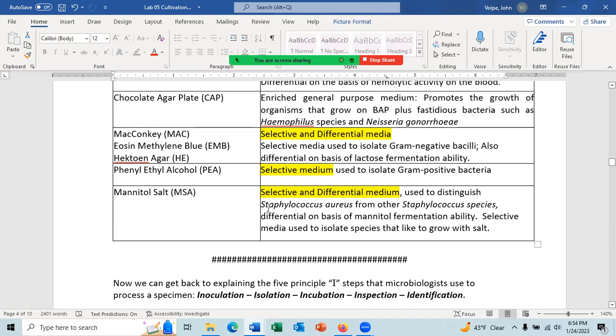It's also differential on its ability to ferment the sugar mannitol. And the plate turns yellow if the bacteria can ferment the sugar mannitol. If the bacteria cannot ferment the sugar mannitol, it's not yellow, and it will be whatever color the bacteria is. So I guess you have to be careful if your bacteria is a yellow color and then you're growing it on this mannitol salt agar plate.